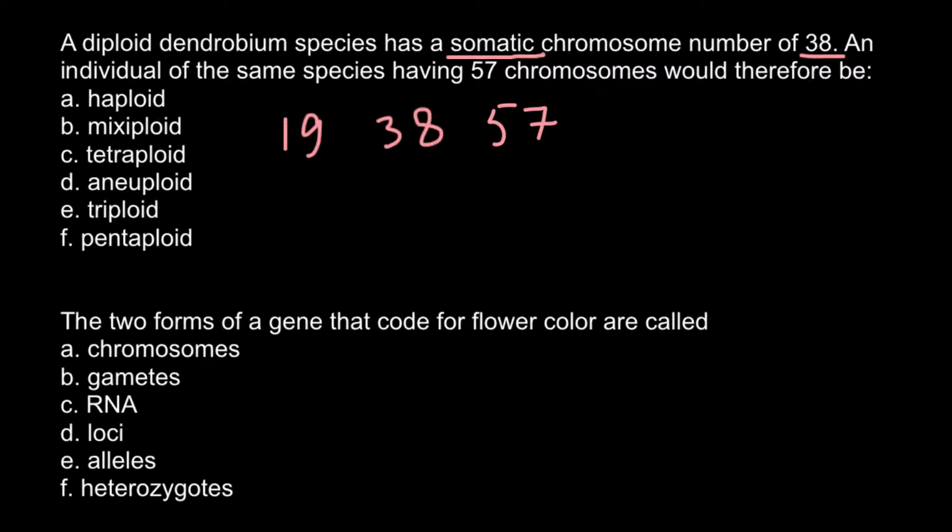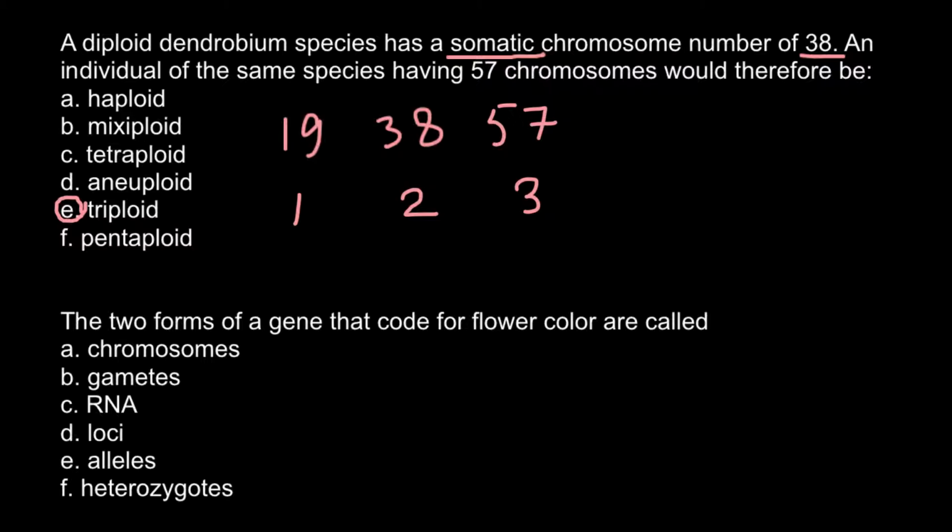That means that here we have one set of chromosomes, here we have two sets of chromosomes, and here we have three full sets of chromosomes. And that means that this is going to be a triploid organism with three sets of chromosomes.